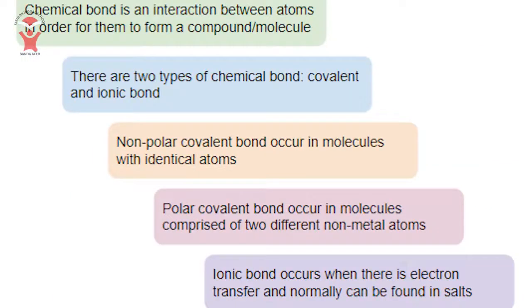Nonpolar covalent bond occurs in every molecule with identical atoms, whereas polar covalent bond is usually found in molecules comprised of two different non-metal atoms. Ionic bond, on the other hand, is an interaction that revolves around electron transfer and generally can be found in salts.